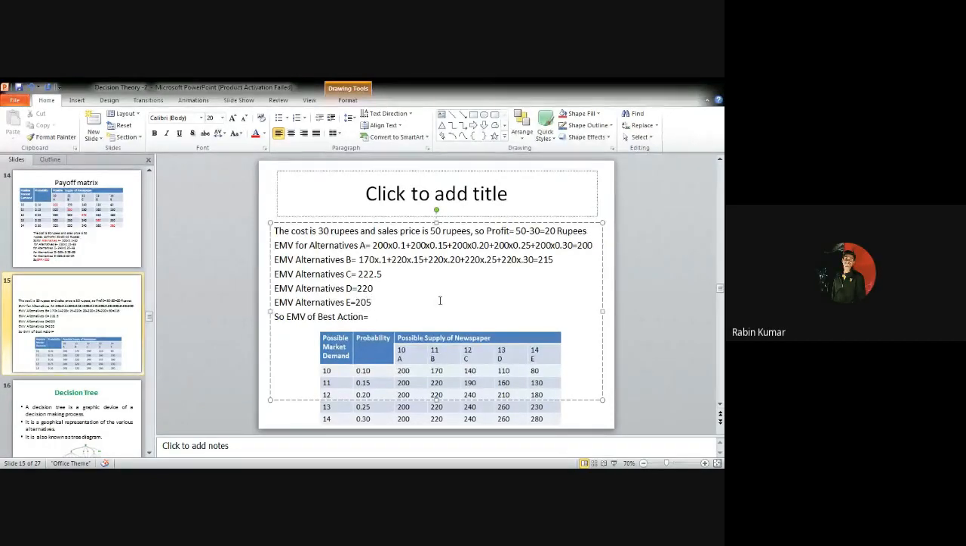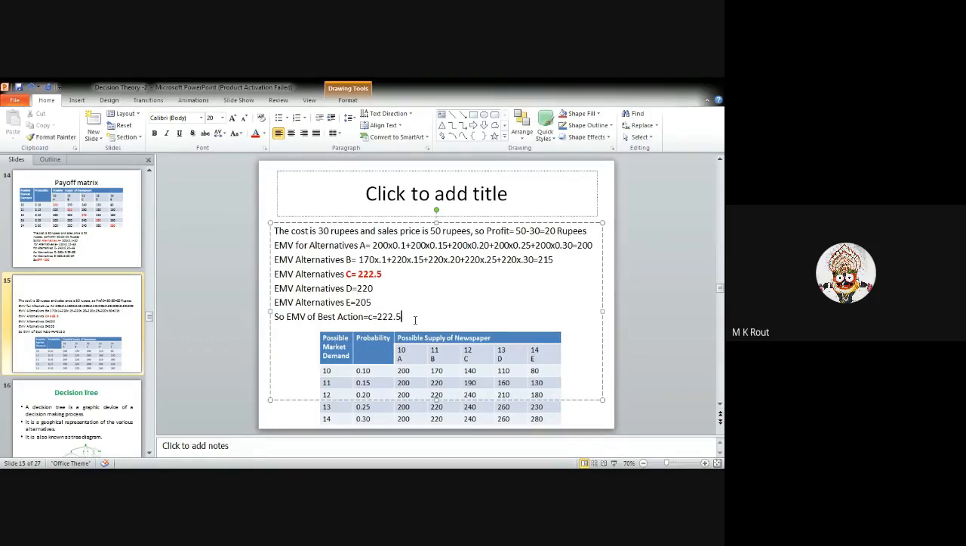In case of B, just calculate. So 205. Okay. So out of each alternative, which one is the maximum value? C. So C is 222.5. That is the expected monetary value for the best section.